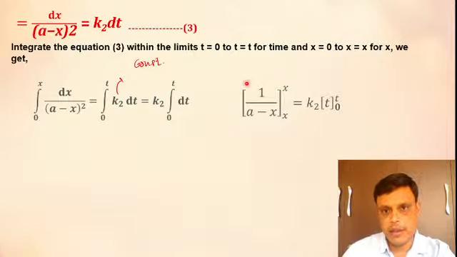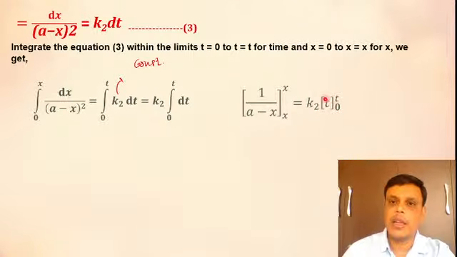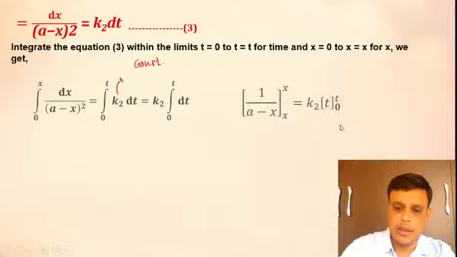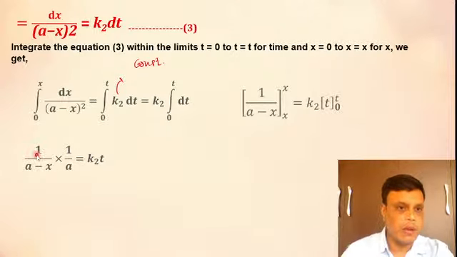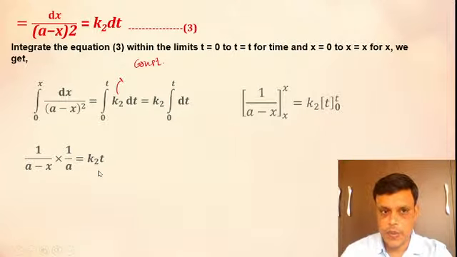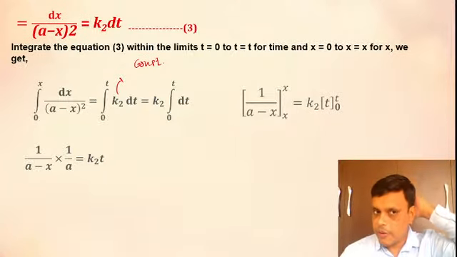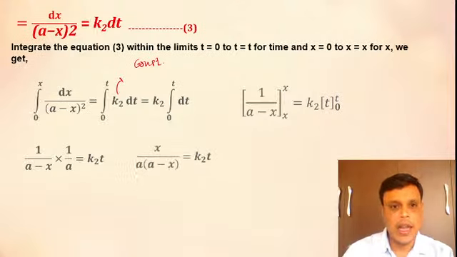1 divided by a minus x, x to x, which is equal to k2 integrated from 0 to t, and we will substitute the lower limit from the upper limit, and we will get a minus x into a by a is equal to 1 divided by a minus x into 1 divided by a, which is equal to k2t. This we will get after subtracting the lower limit from the higher limit. Okay, and now we will rearrange it.